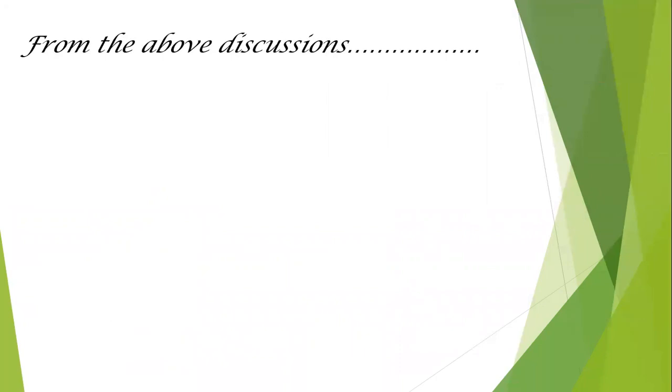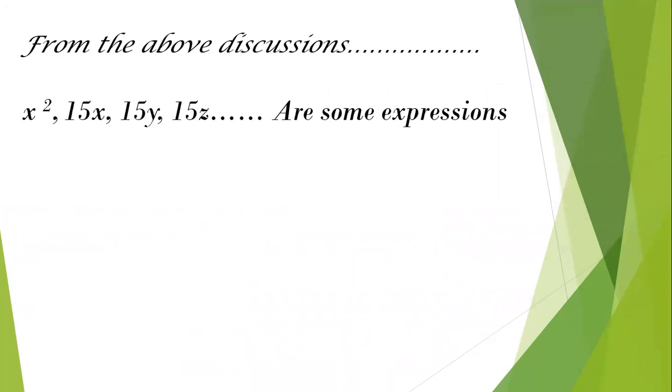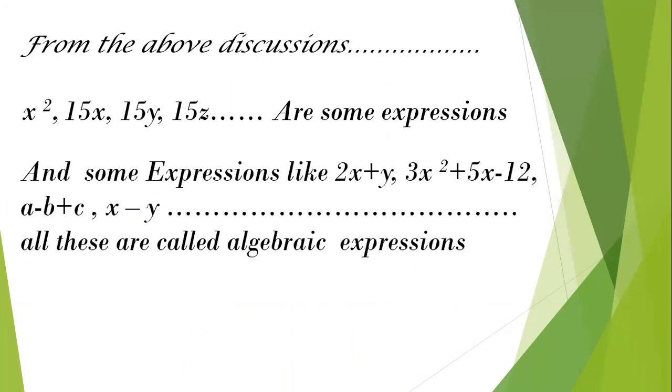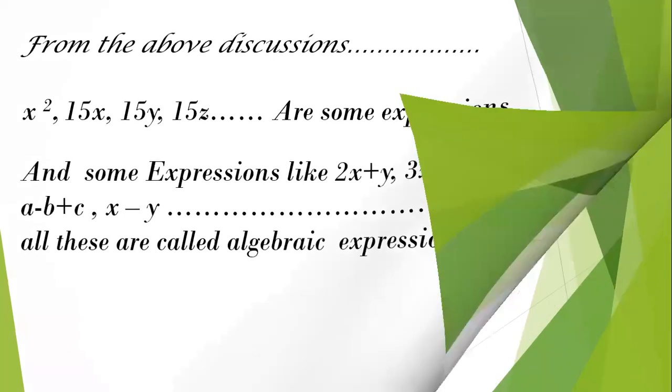From these discussions, we have x square, 15x, 15y, 15z as expressions. And some expressions of this type are 2x plus y, 3x square plus 5x minus 12, a minus b plus c, and x minus y. All these are called algebraic expressions.